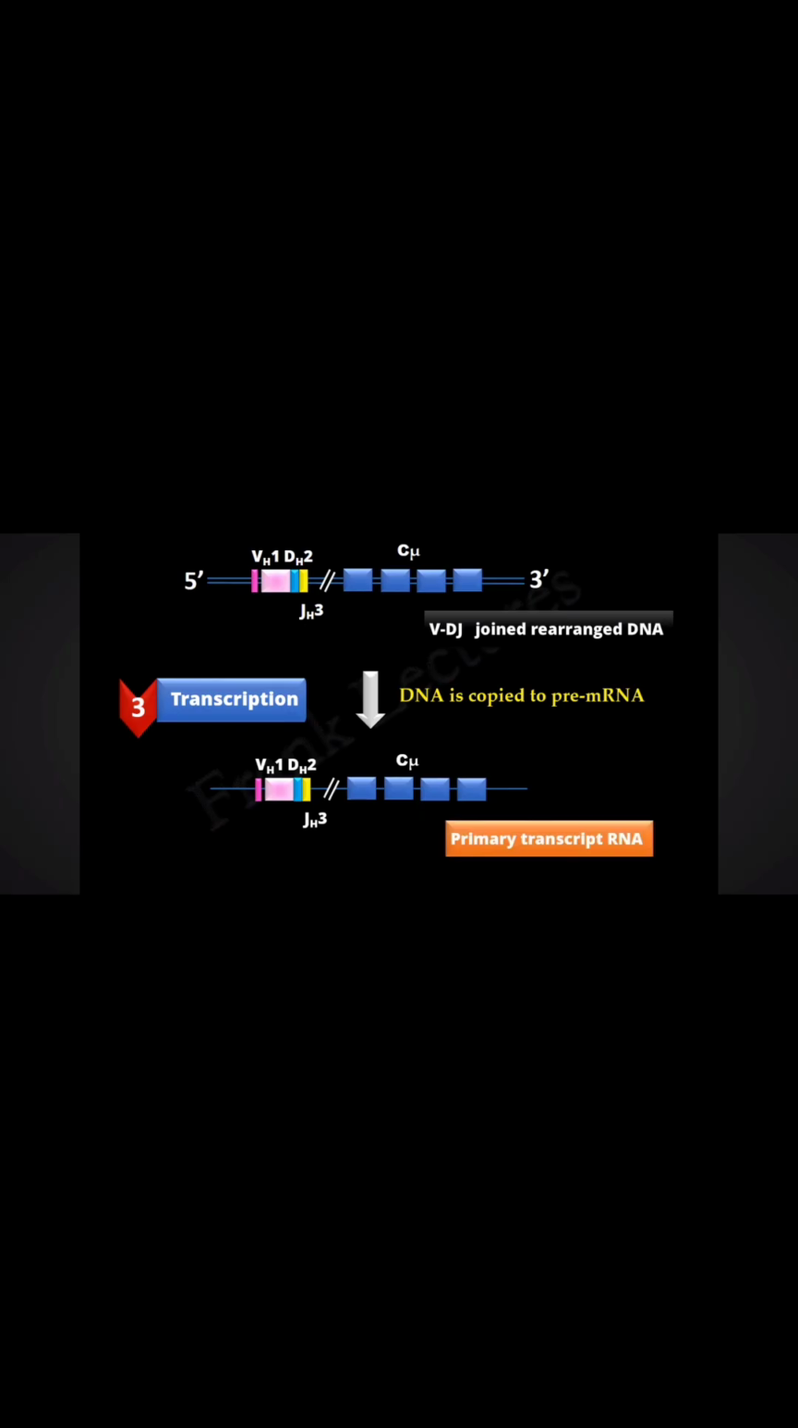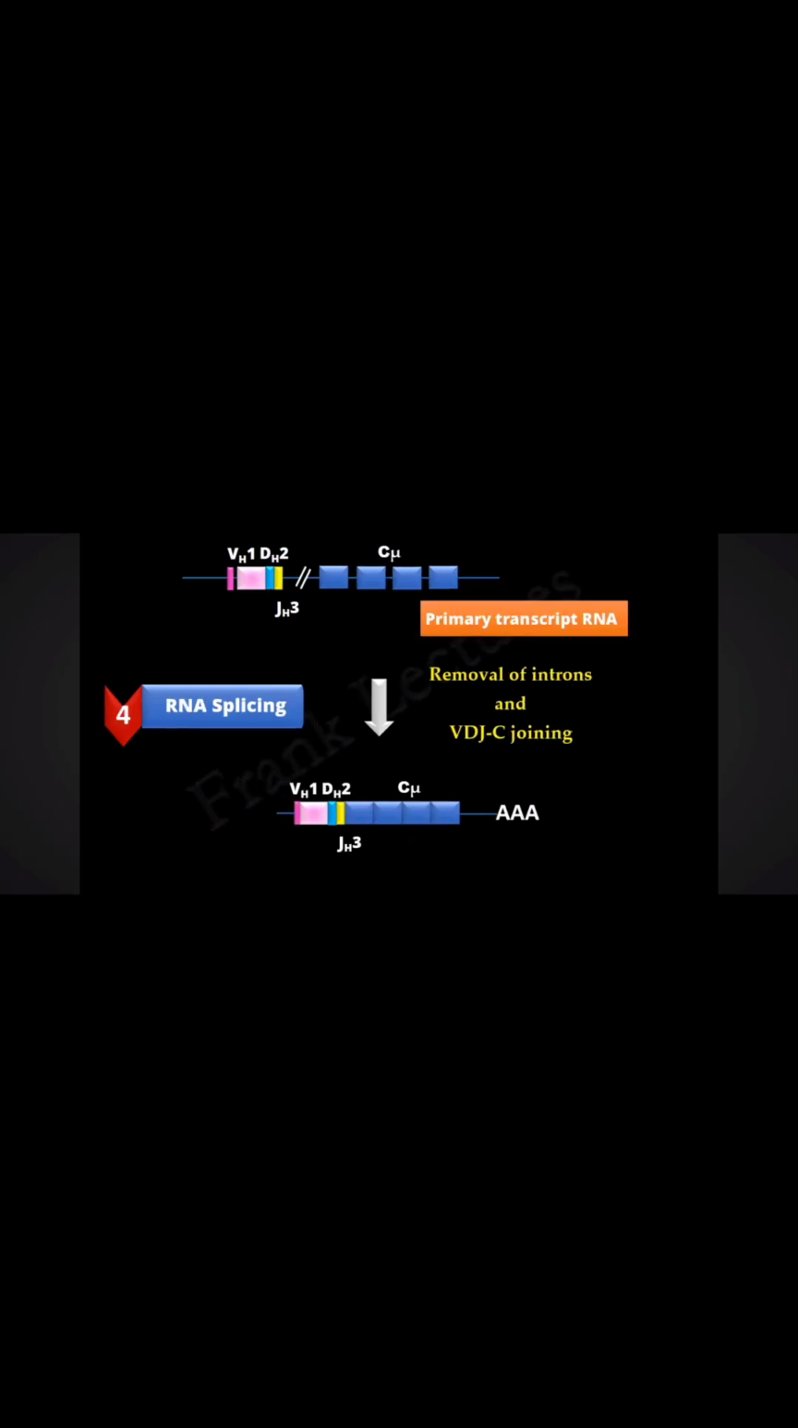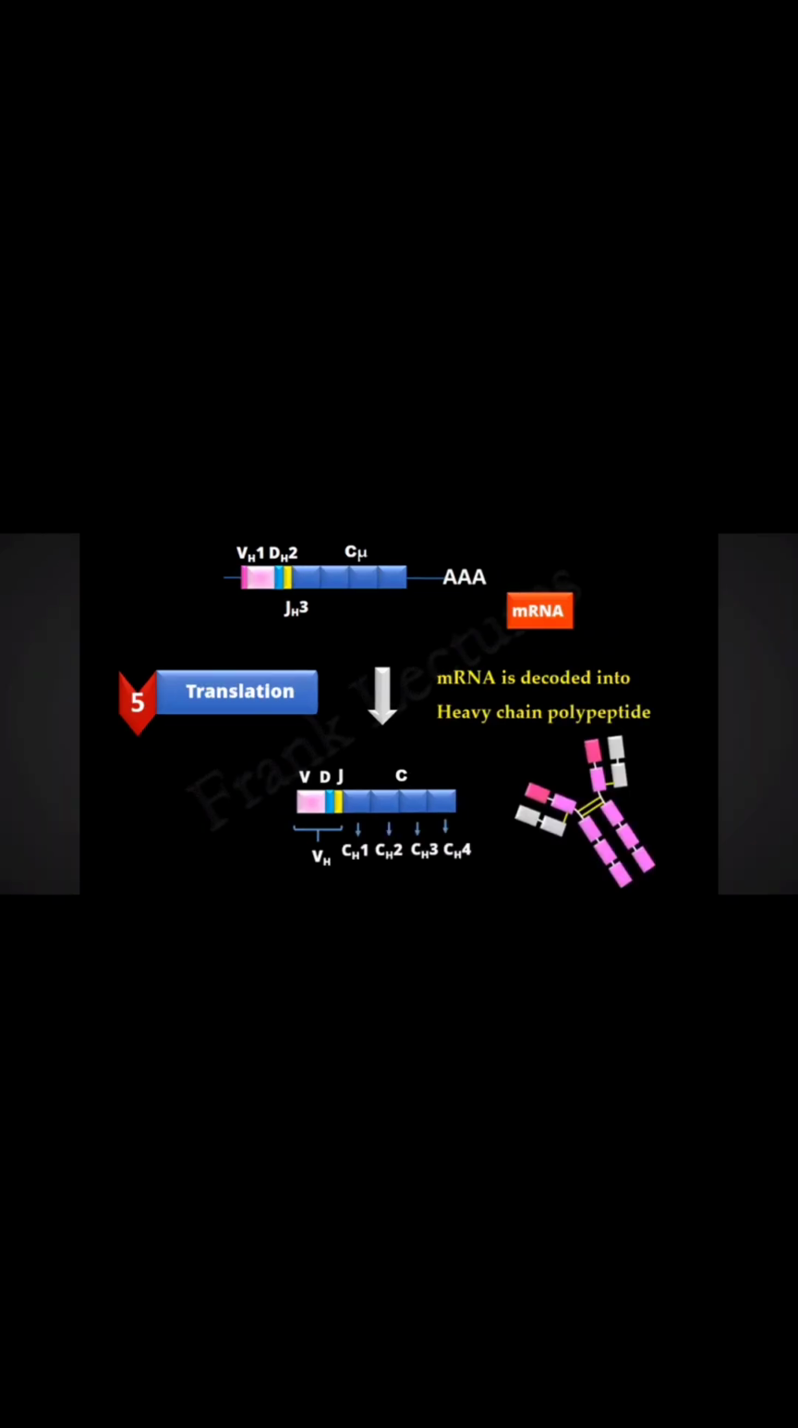After VDJ joining, transcription occurs, which means DNA is copied to the primary mRNA, the premature RNA. So the primary transcript of the RNA is formed. Now RNA splicing occurs, with removal of the introns, and the VDJ and constant regions get joined. The diagram shows the VDJ and constant regions. Then the variable chain consists of variable, diversity and joining segments, and the constant region consists of 4 constant chains. Thank you.